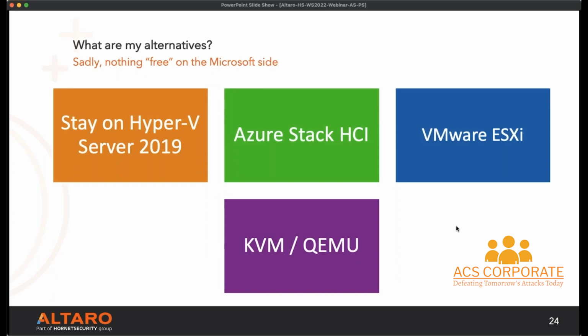So what are your alternatives, right? So using this information, what are your alternatives? Well, you can stay on Hyper-V Server 2019 for another 7 or 8 years, right? So that certainly is an option. We talked about Azure Stack HCI, which I'm going to get a little bit more into here in a second. The free VMware ESXi is also an option if you're still looking for a free hypervisor.